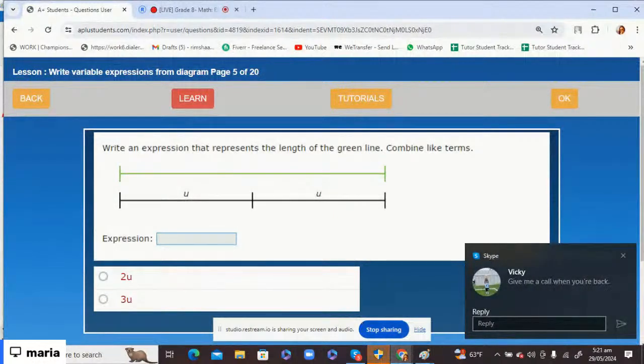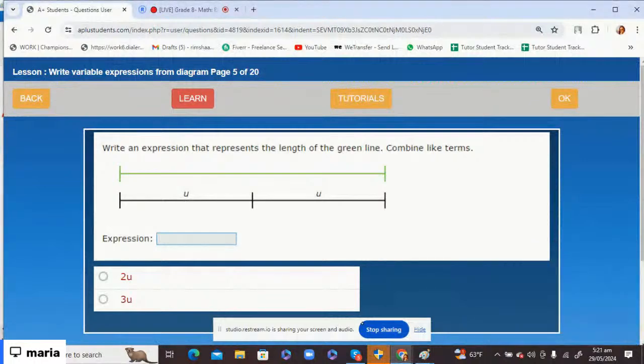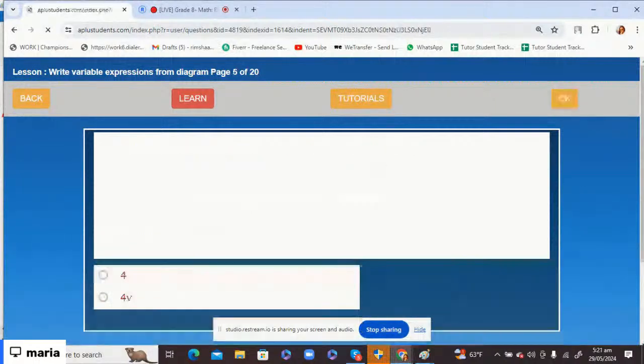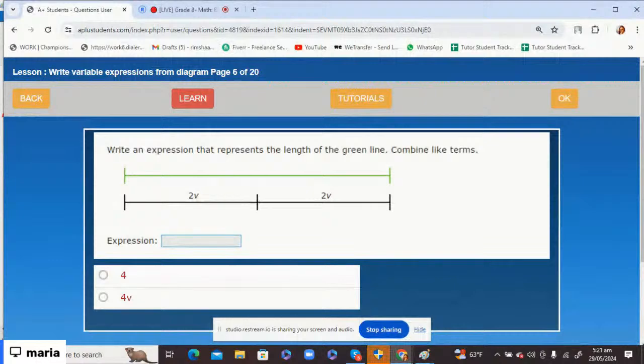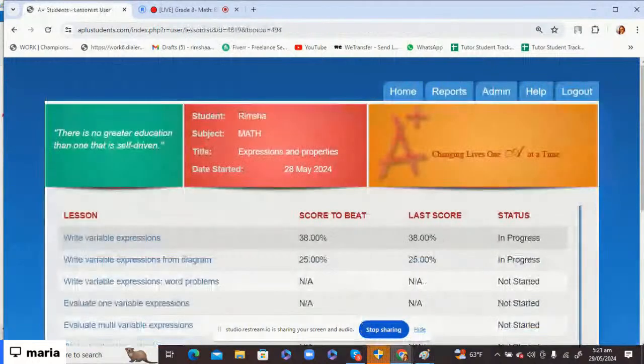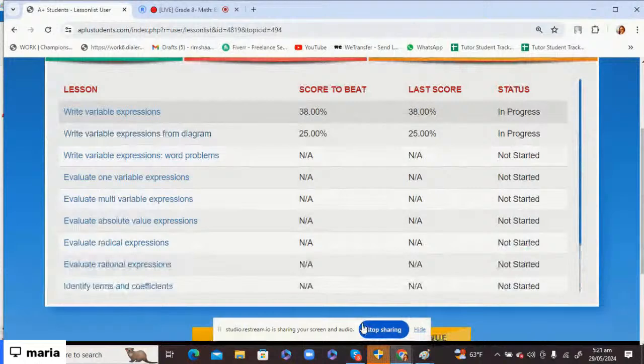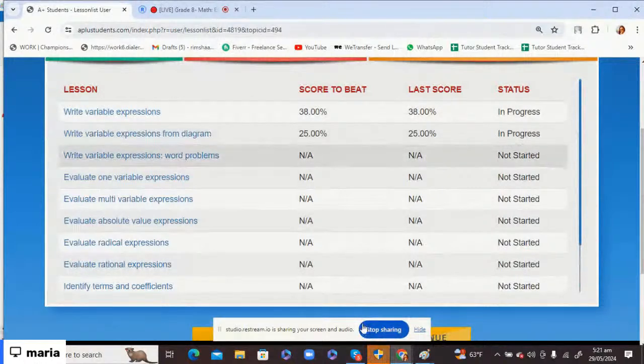So write an expression that represents the length of the green line, combine like terms. U and here is also U. So this is 1U, that is 1U. 1 plus 1, 2U. Hope you guys also understand this one. Then now we are going to cover variable expression word problems.